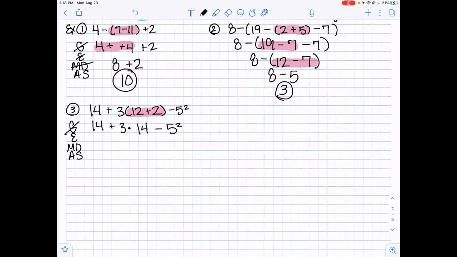Exponents, do we have any of those? Yes, right here, 5 squared. What's 5 squared? 25. So now I've got 14 plus 3 times 14 minus 25. Are there any more exponents? No. How about multiply? There's multiplication right here. What's 3 times 14? 42.